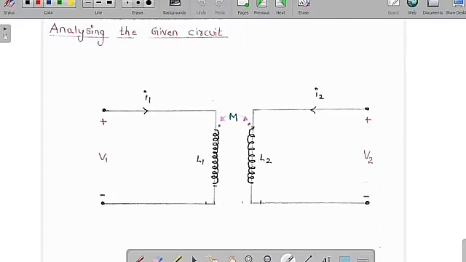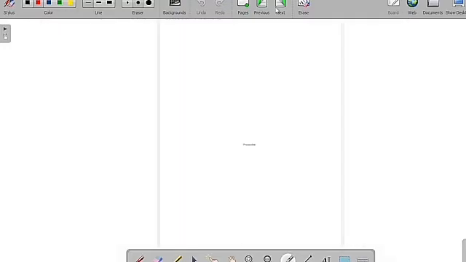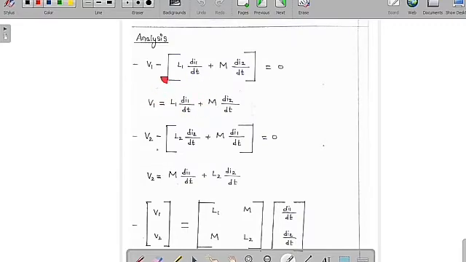So here V1 is equal to L1 into dI1 by dt plus M into dI2 by dt. Similarly V2 is equal to L2 into dI2 by dt plus M into dI1 by dt. If you write the KVL like this and rearrange, we finally get V1 equal to L1 into dI1 by dt plus M into dI2 by dt. Similarly V2 is equal to M into dI1 by dt plus L2 into dI2 by dt.